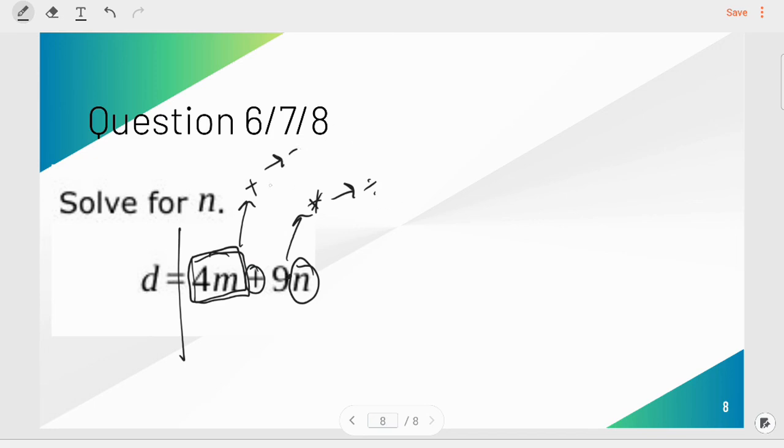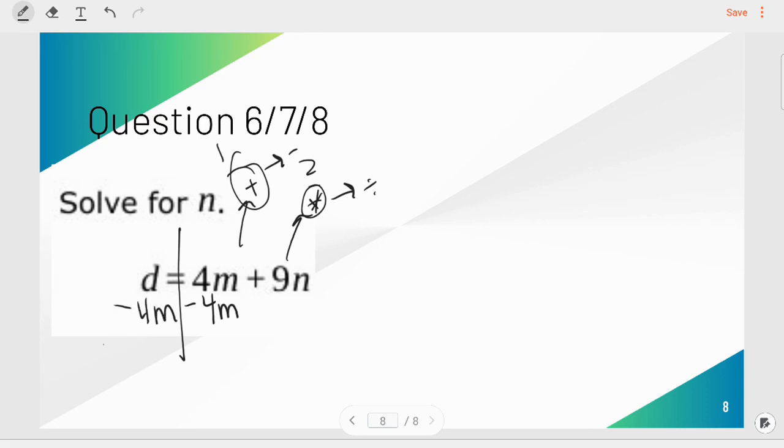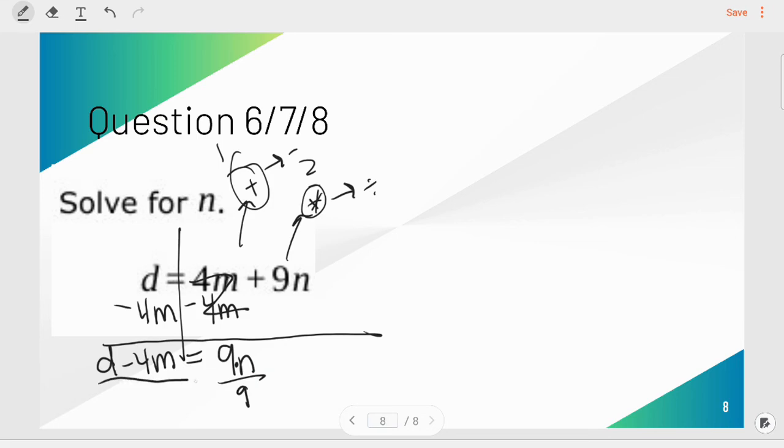Which do I do first? I want to do addition first, multiplication second. Okay, let's go ahead and try this then. I'm going to minus 4M from both sides. D and M are not like terms, so I'm going to leave them separate. D minus 4M is equal to, gone, 4M minus 4M, gone, and I'm left with 9N. This is still multiplication, so I'm going to undo with my division, with my fraction bar, divide everything over here by 9, copy and paste to my final answer. That can't be simplified.